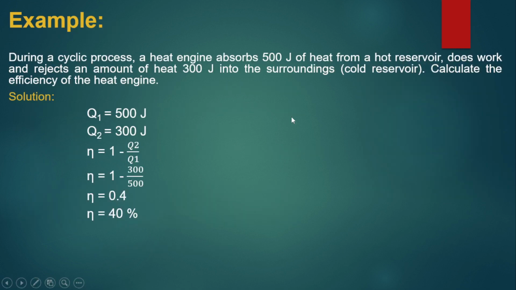Now, an example. In this example you can see the heat supplied is 500 joules and the heat rejected is 300 joules. So you can calculate the efficiency of the heat engine. We all know that efficiency is 1 minus Q2 by Q1. Putting in these values, we get the result: the efficiency of this heat engine on the basis of the given data is 40%.